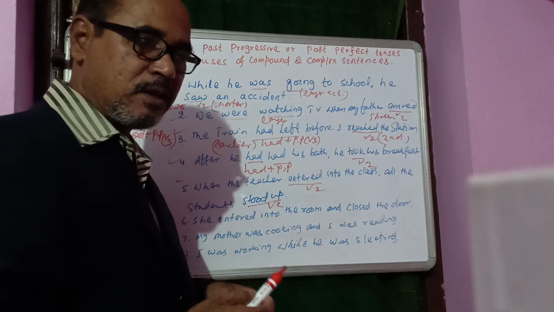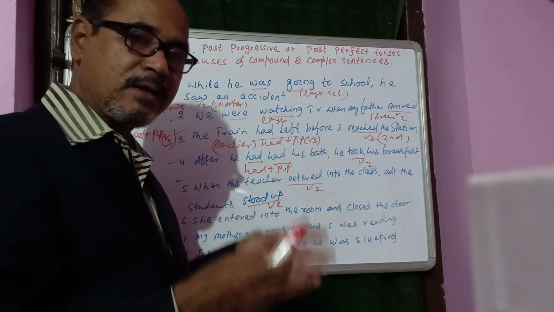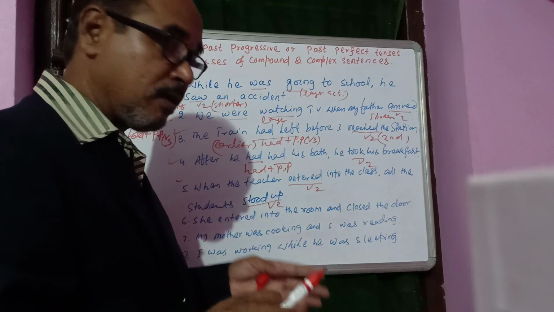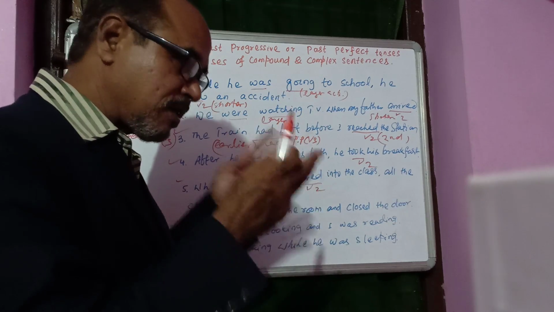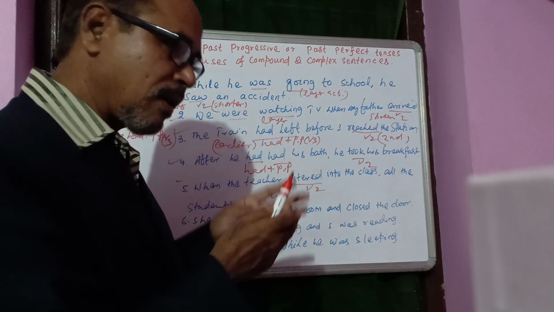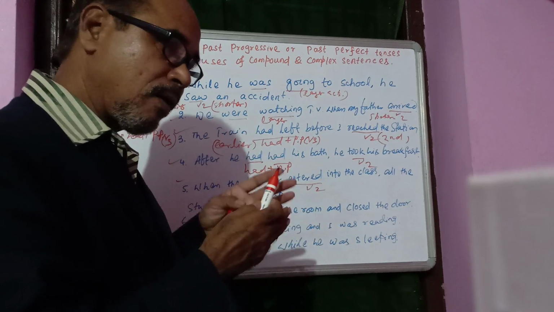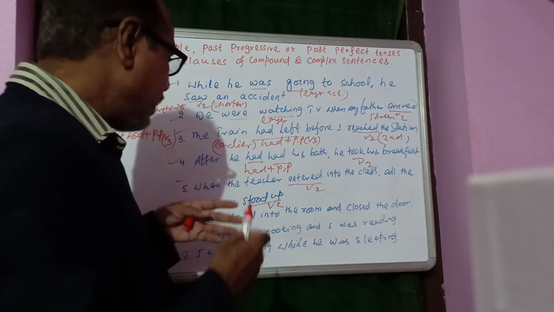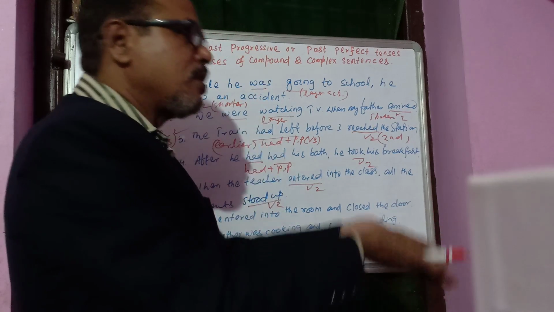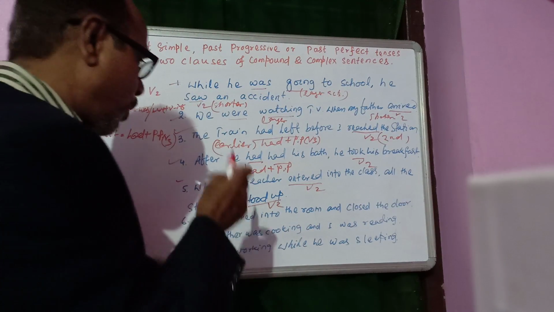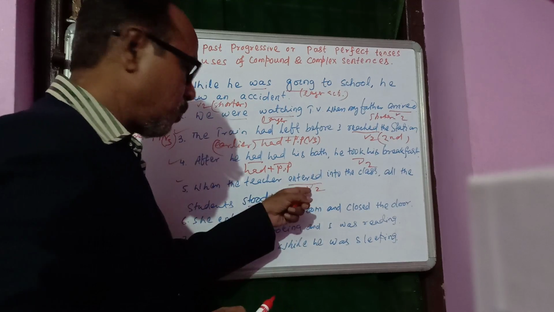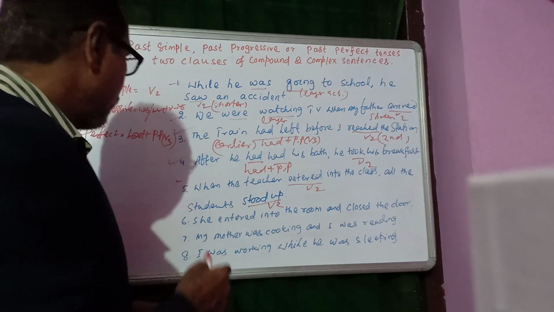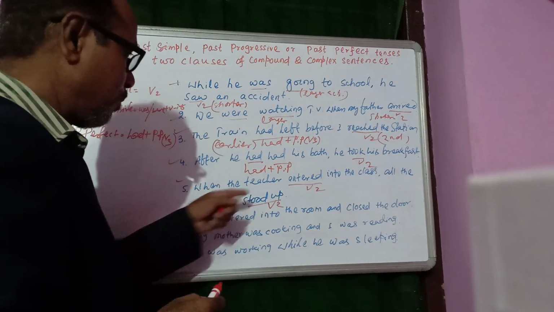In both cases, both events or actions happened in the past, but both happened at approximately the same time, or one after another immediately, one followed by another. When the teacher entered the class, all the students stood up. For that, this clause takes the simple past form, and this clause takes the simple past form, simple past in both cases.